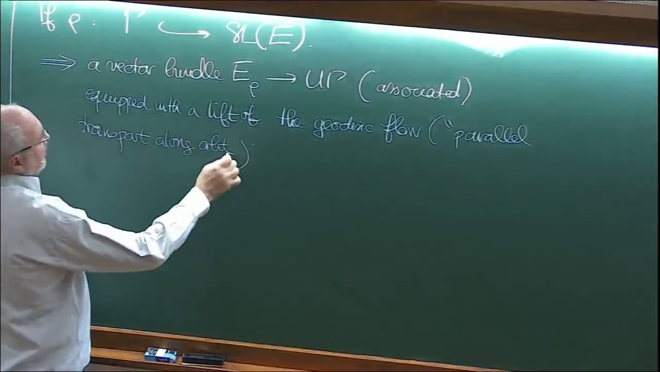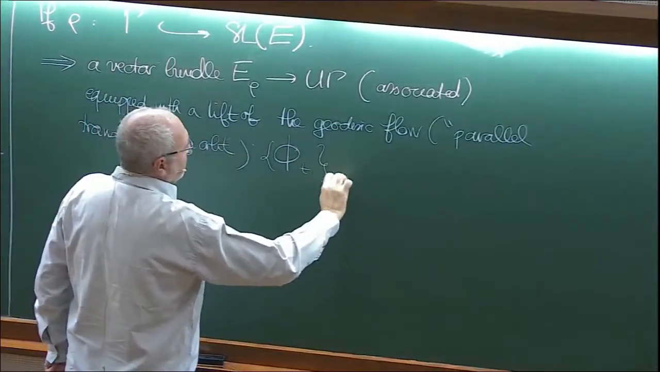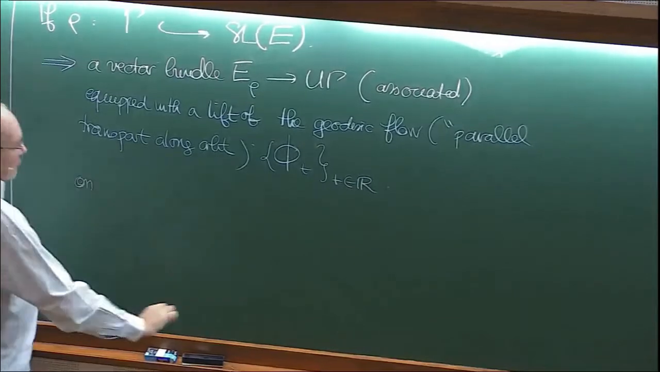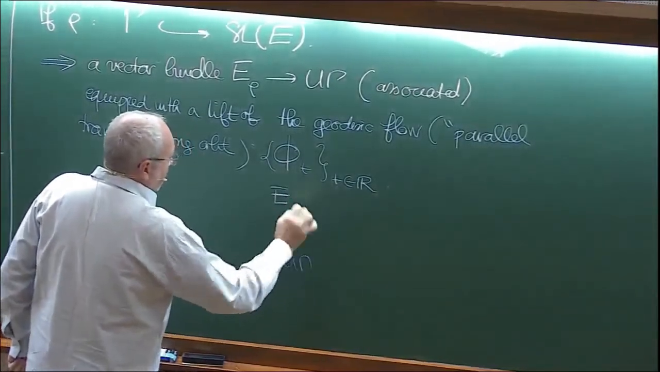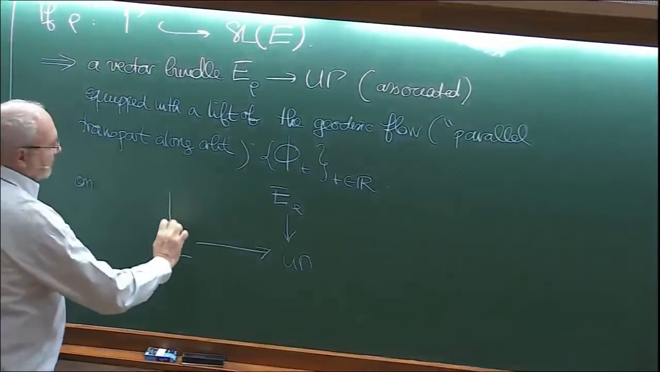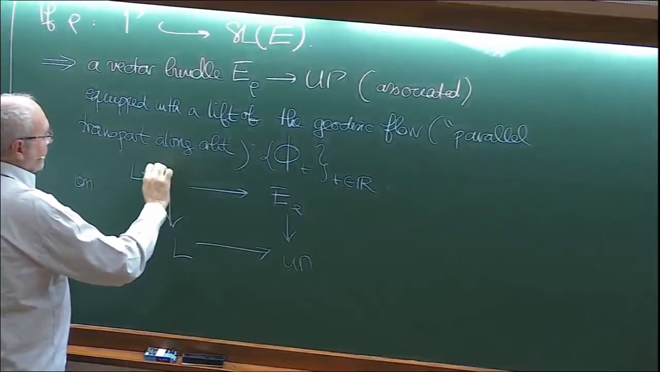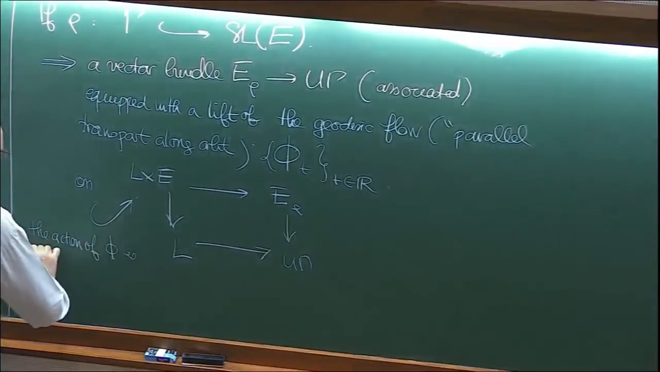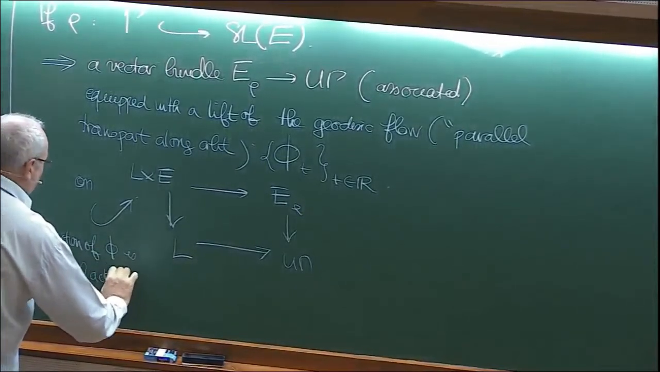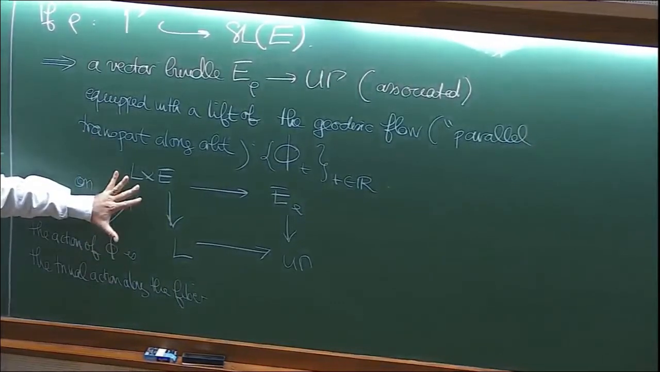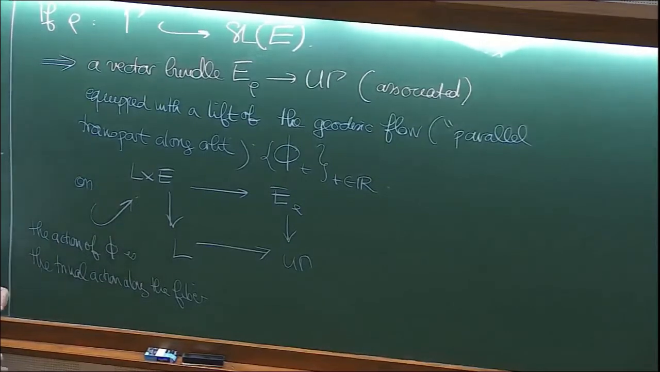So how do you describe this lift? I want to call it phi t. What is this phi t action? Remember, you have U of gamma, you have E rho here, and you have this bundle L over U of gamma, and the bundle lifts to the product of L cross E, and here the action of phi is the trivial action along the fiber. So it looks pretty stupid because this action doesn't do anything. It's not an action at all. It doesn't move anything. Okay? But we'll explain that it actually does move something in some way.